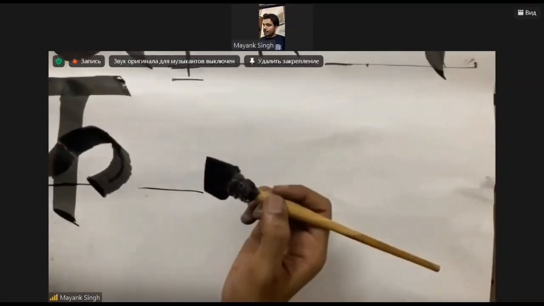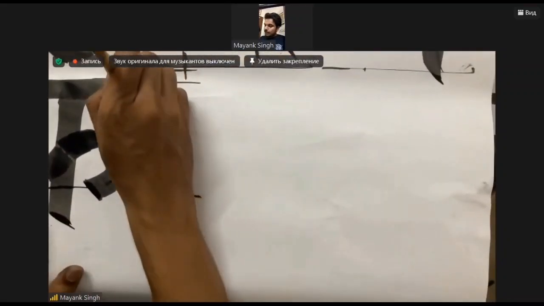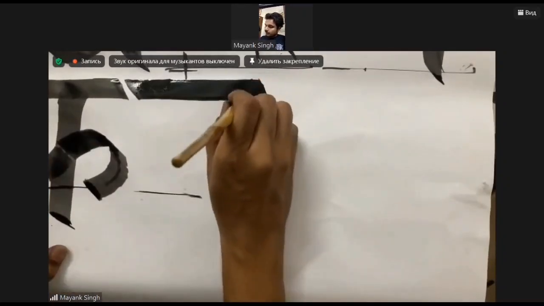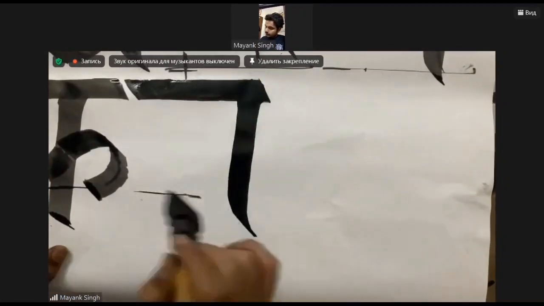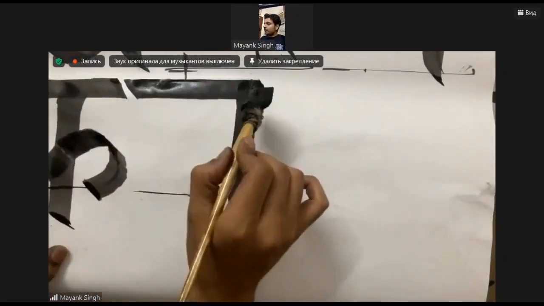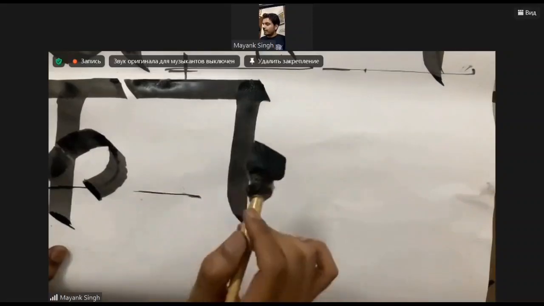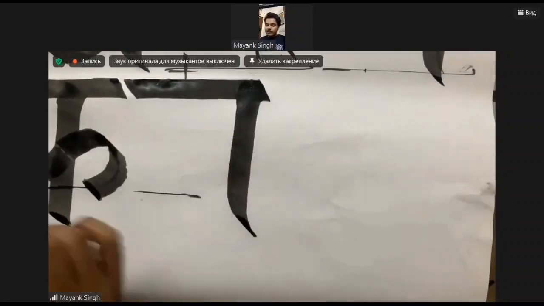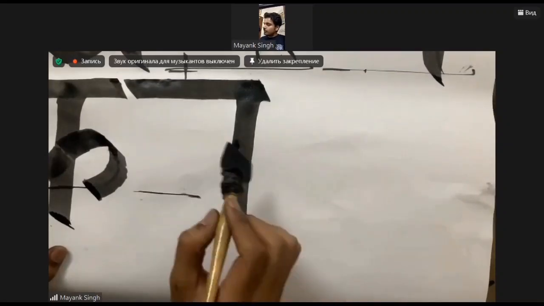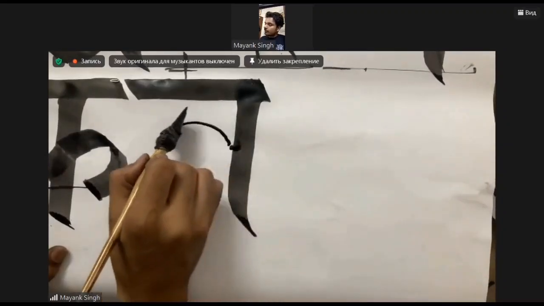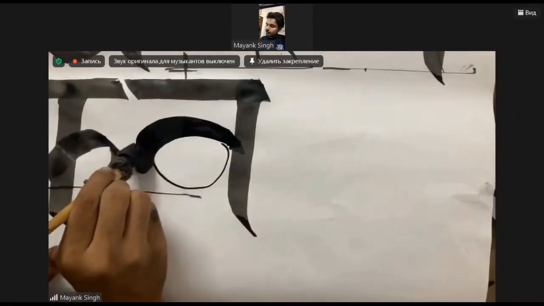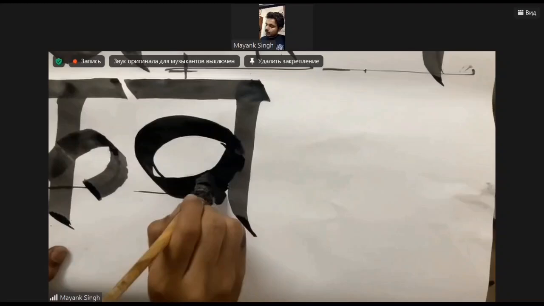Pa, ka, ba. Ba is similar to va. So far you see this one is the most common stroke in every alphabet. So you should have memorized it by now. And then again, locate the middle. And then from here, you need to make a circle. Ba.